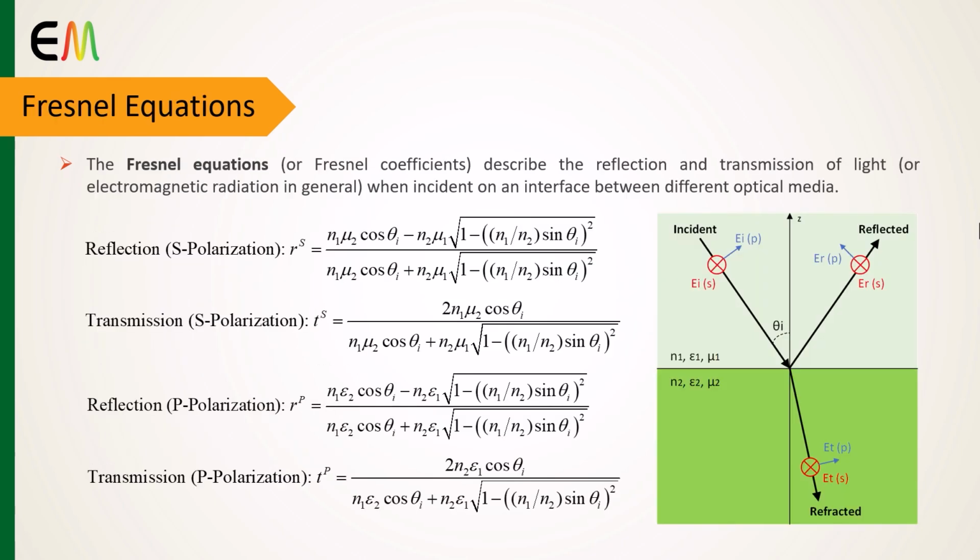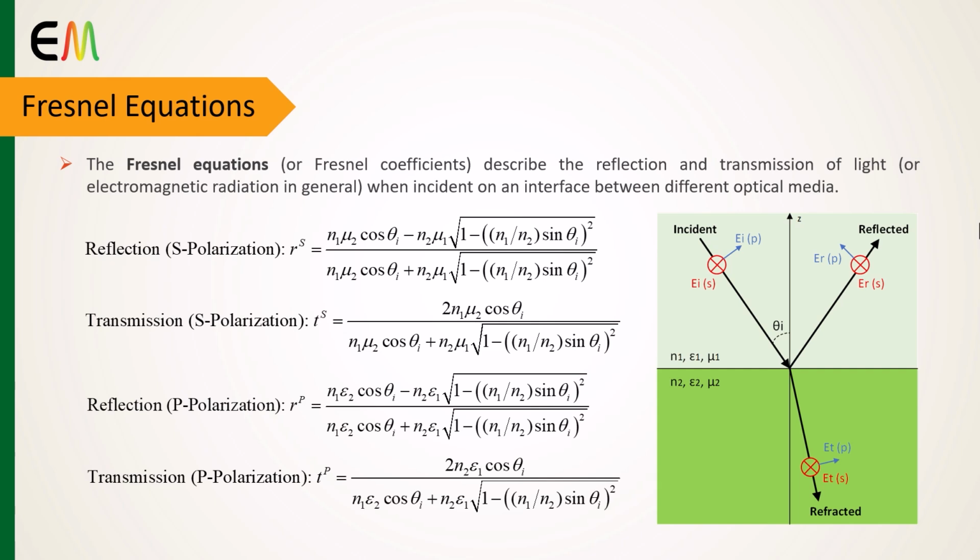When light encounters the boundary between two media, the behavior of S and P polarized light can differ significantly due to the boundary conditions at the interface. The Fresnel equations can describe how S and P polarized light are reflected and transmitted at an interface. The Fresnel equations are obtained by these relations for S and P polarization of light.